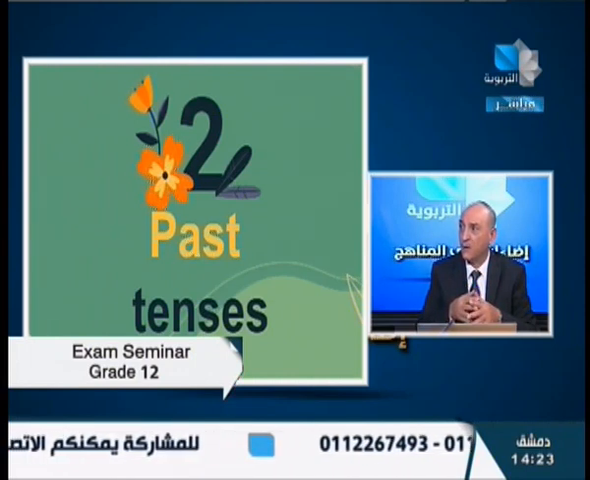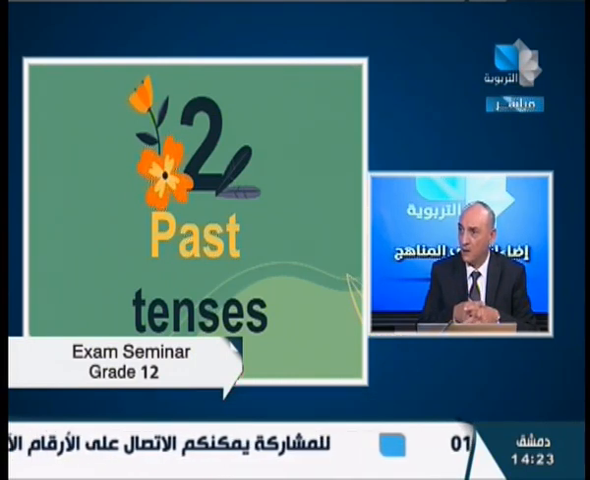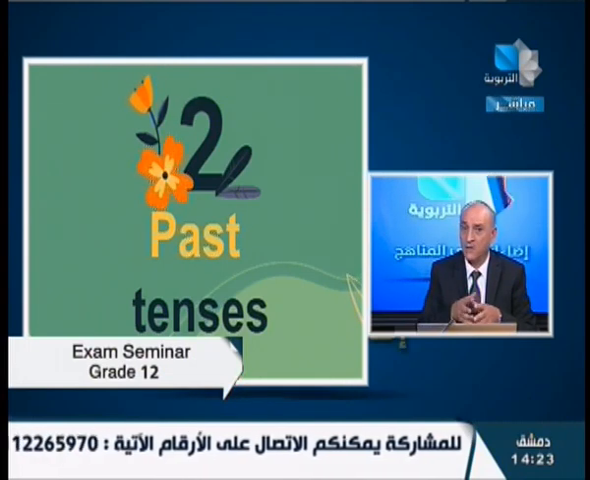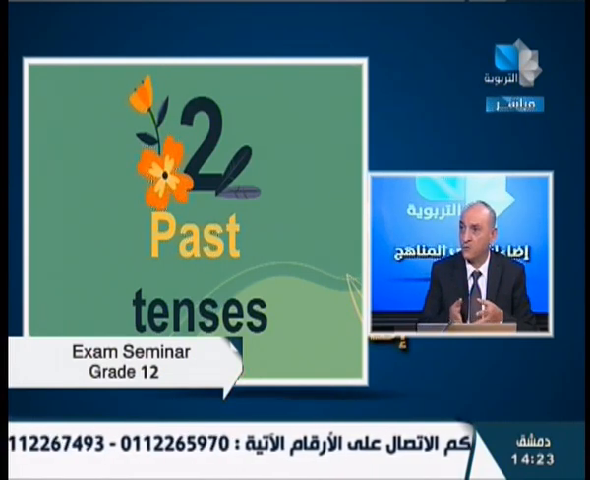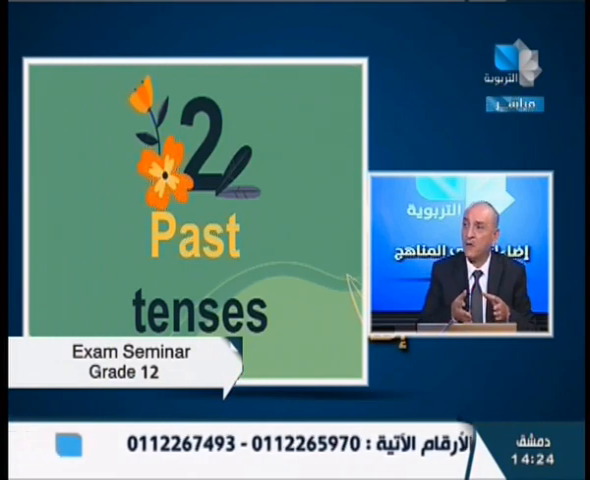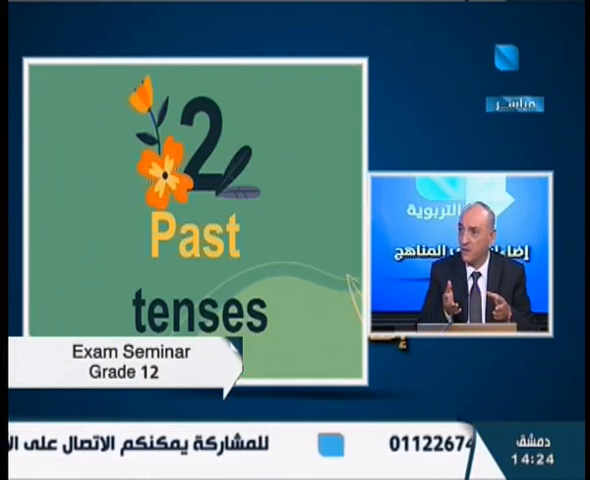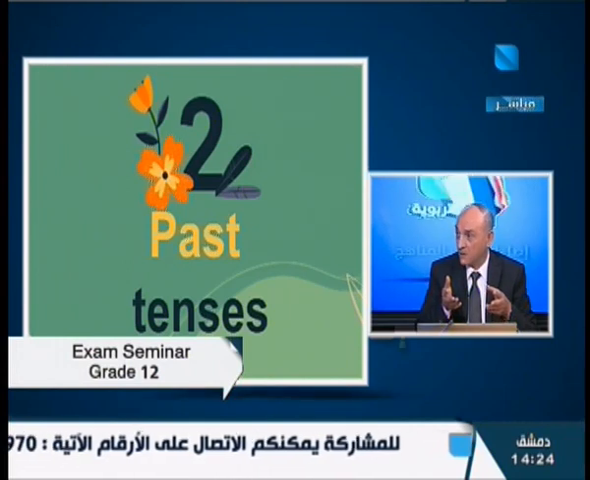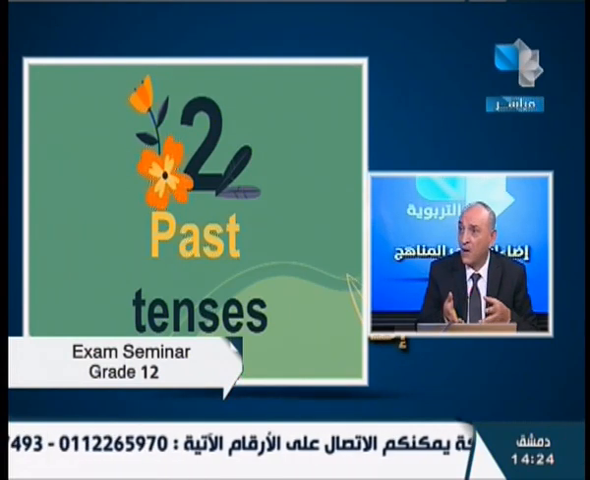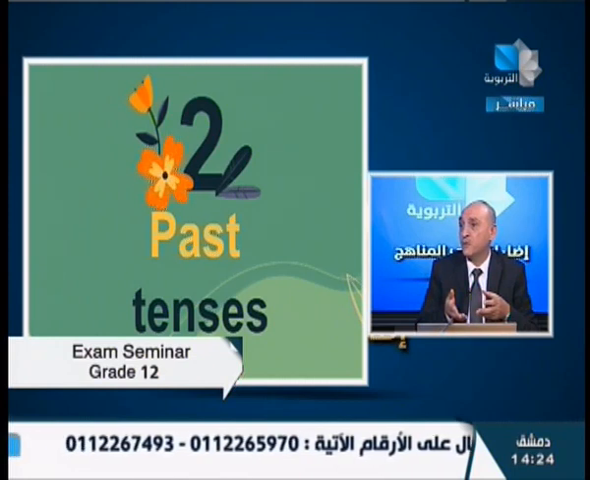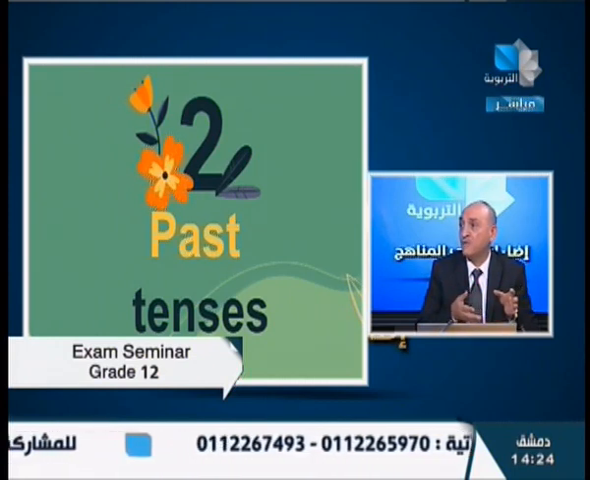Continuity of the for action. For example, I have been living in Damascus for 3 years. It means that I'm still living in Damascus. When we say I have lived in Damascus for 3 years, it doesn't necessarily mean that I'm still living in Damascus. I'm talking here about a personal experience or an action that happened before now.